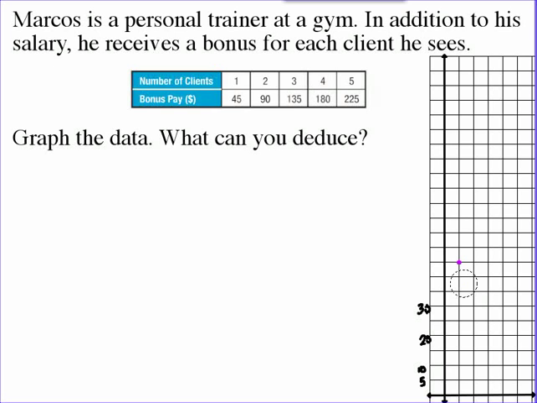Somebody needs to come up and do the next one. That one is 90. Okay, go ahead. Where would the next one be at? Way up there.